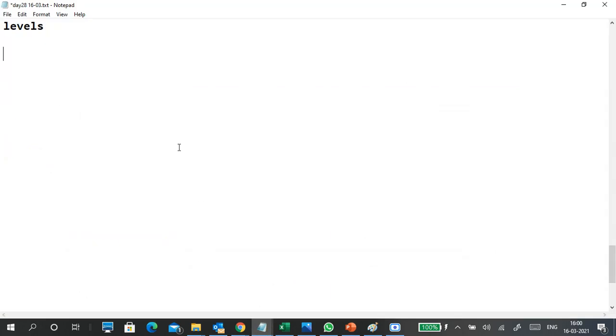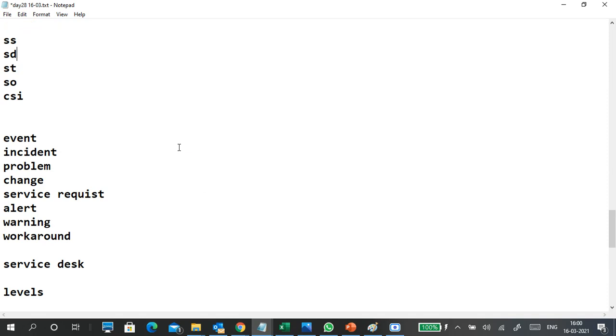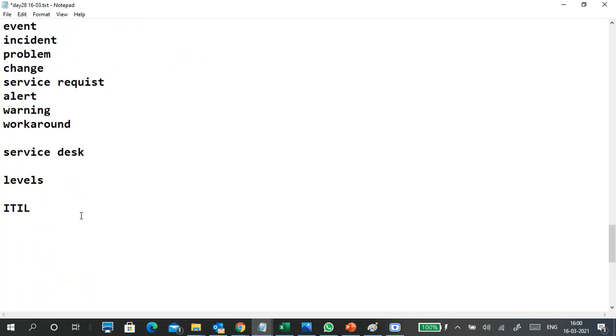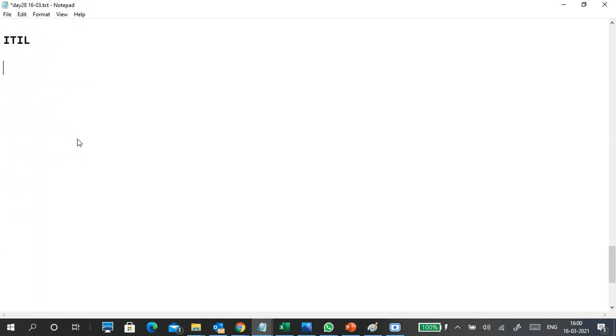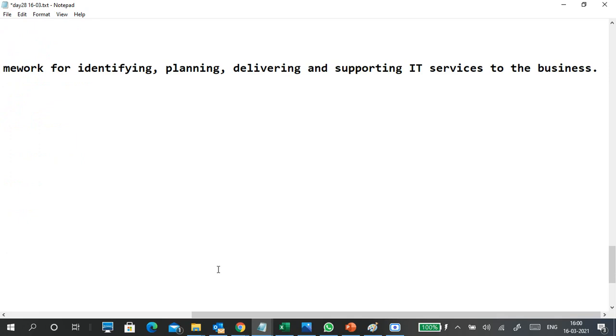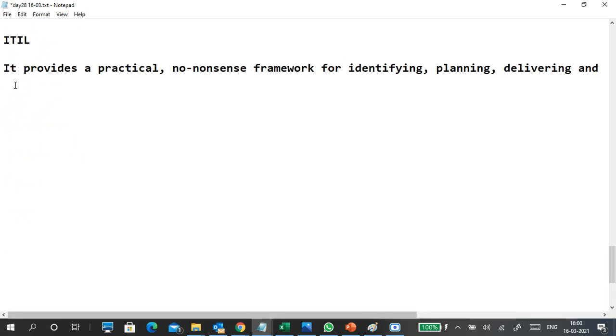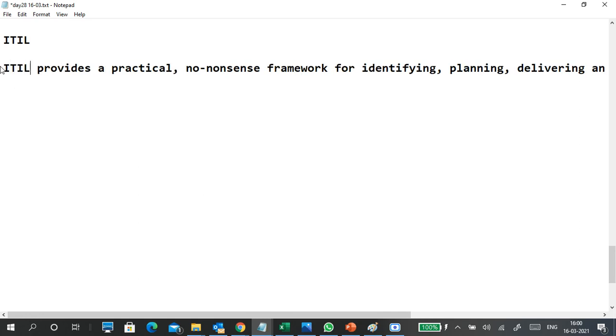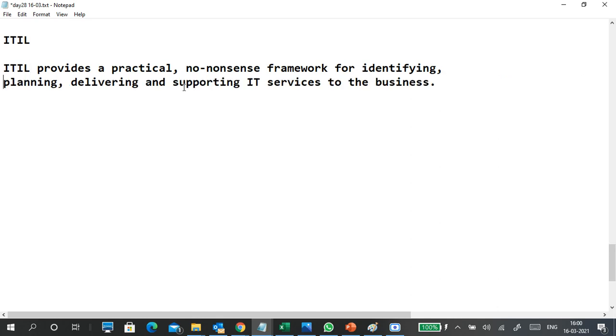So here I start with ITIL. The abbreviation I will type, but I will paste this one with Control V. ITIL provides a practical, no-nonsense framework for identifying, planning, delivering, and supporting IT services to the business. As a given example, first we have to identify our business.